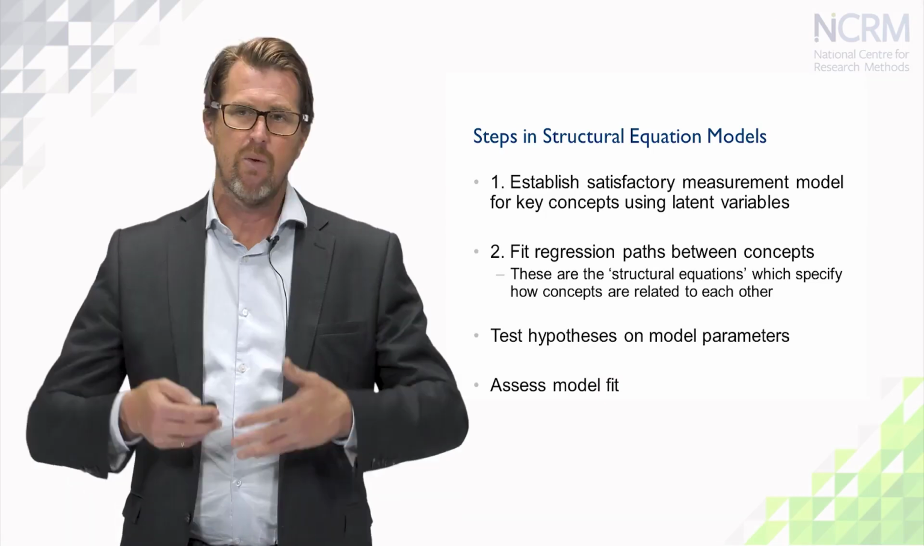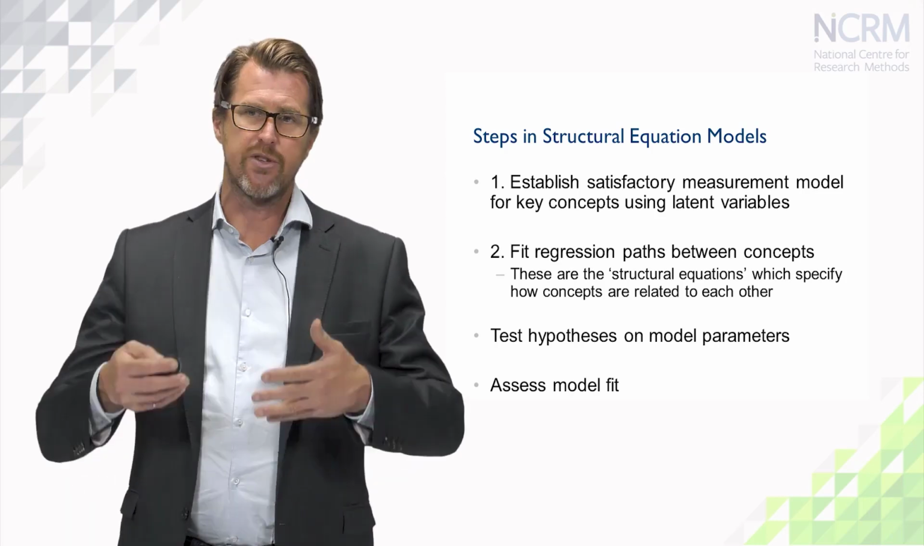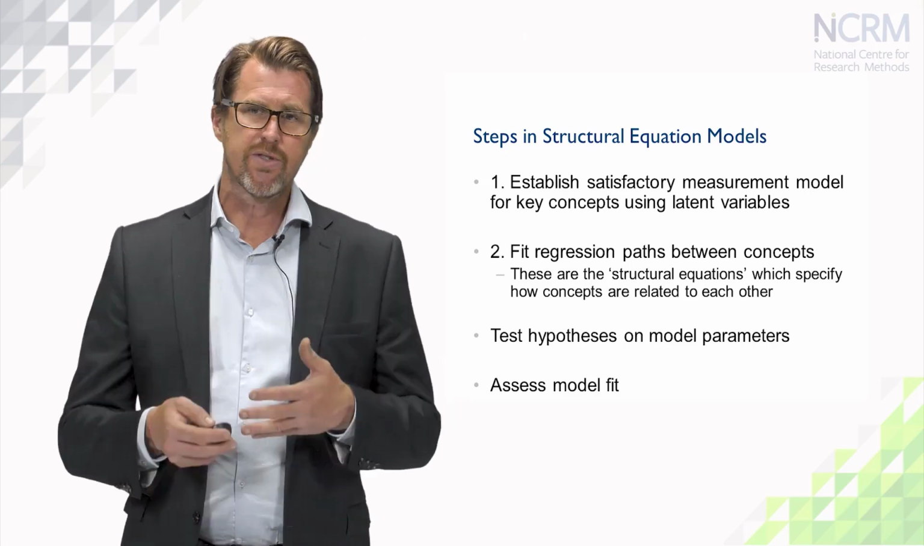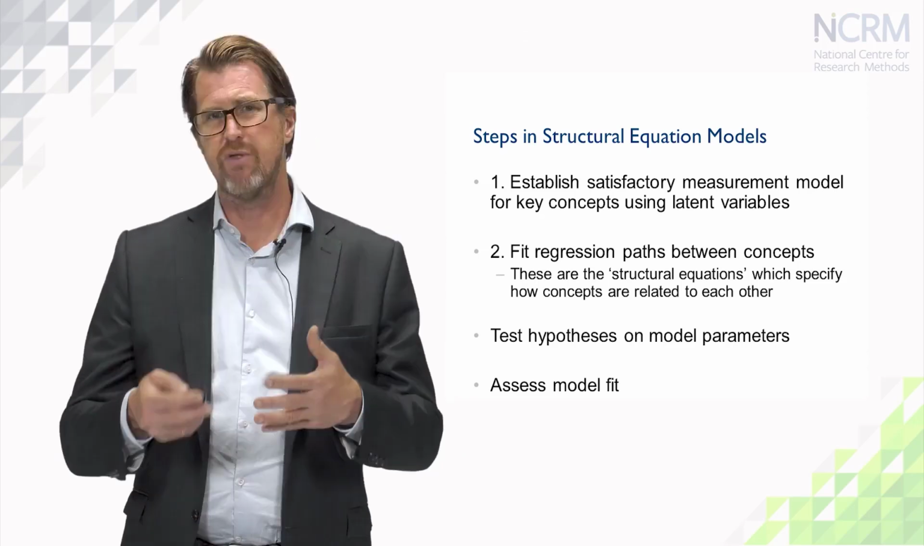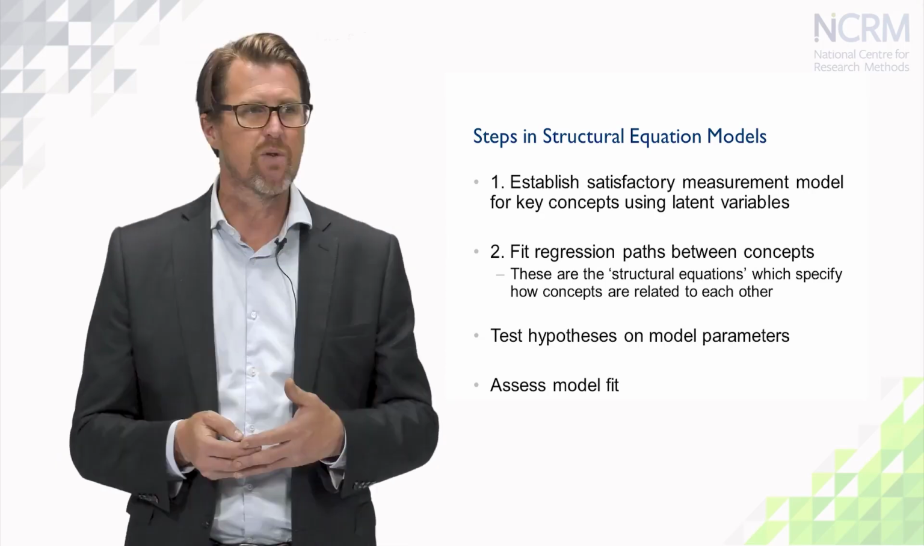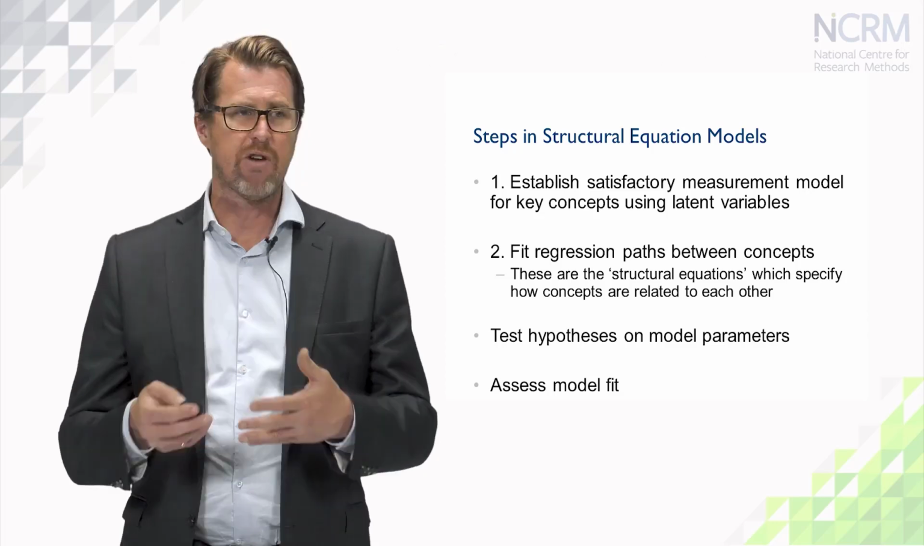We use latent variable models, confirmatory factor analysis and so on to get good measures of those concepts. Now we want to specify how those concepts are related to one another, and this is really the part of the modelling where we are testing our causal theory. And what this really involves is specifying regression paths between the measured concepts.